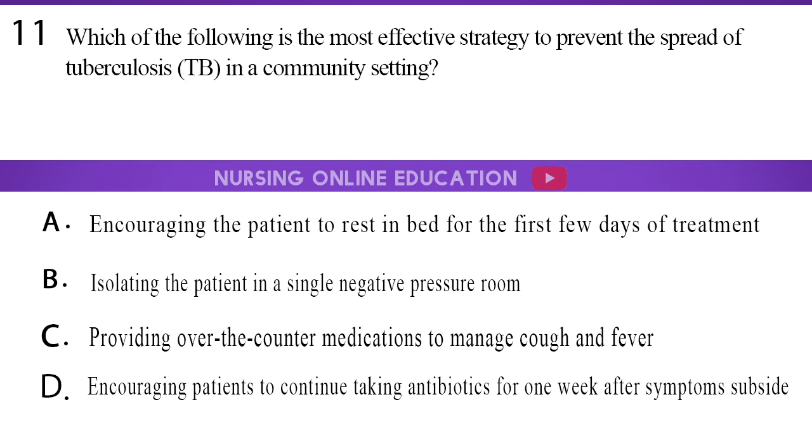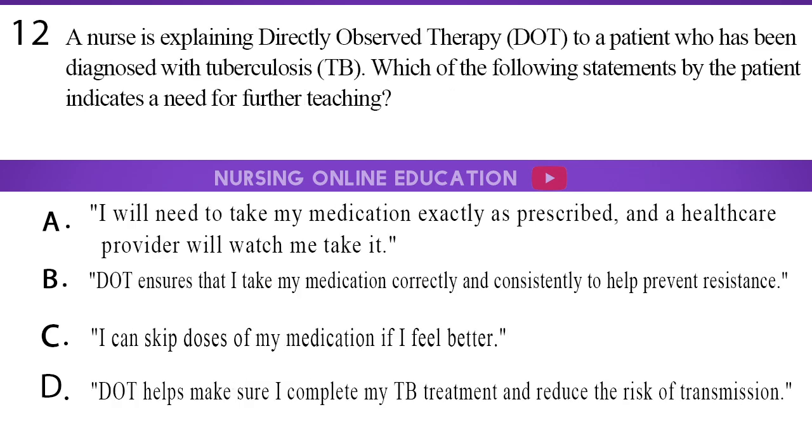B. Isolating the patient in a single negative pressure room. C. Providing over-the-counter medications to manage cough and fever. D. Encouraging patients to continue taking antibiotics for 1 week after symptoms subside. The answer is option B, isolating the patient in a single negative pressure room. 12. A nurse is explaining directly observed therapy, DOT, to a patient who has been diagnosed with tuberculosis, TB.